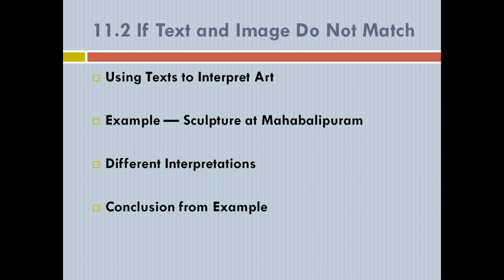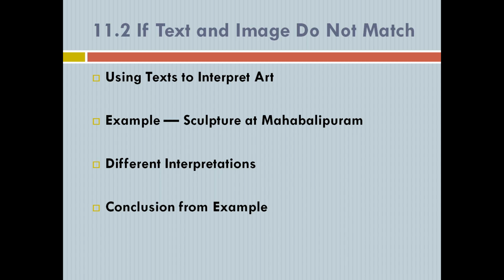However, this method is not perfect. Sometimes text and sculptures do not match clearly, so the meaning may still be uncertain. For example, the sculpture at Mahabalipuram. There is a famous large rock sculpture here. Where is this Mahabalipuram? First of all, let us understand where it is located. It is located in Tamil Nadu. It shows a dramatic scene with many figures. Historians do not agree on its exact meaning, so they interpret it in different ways.